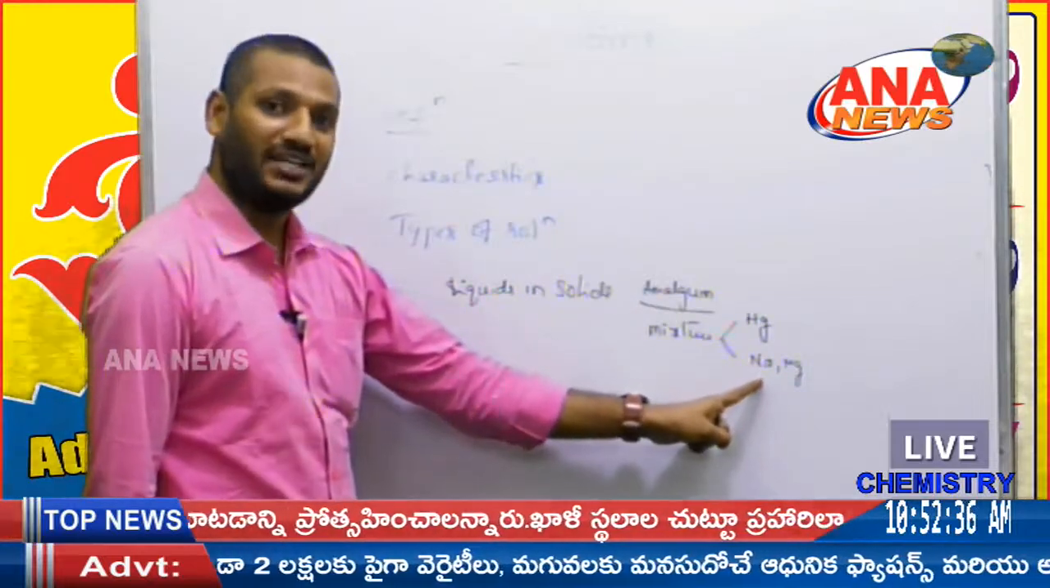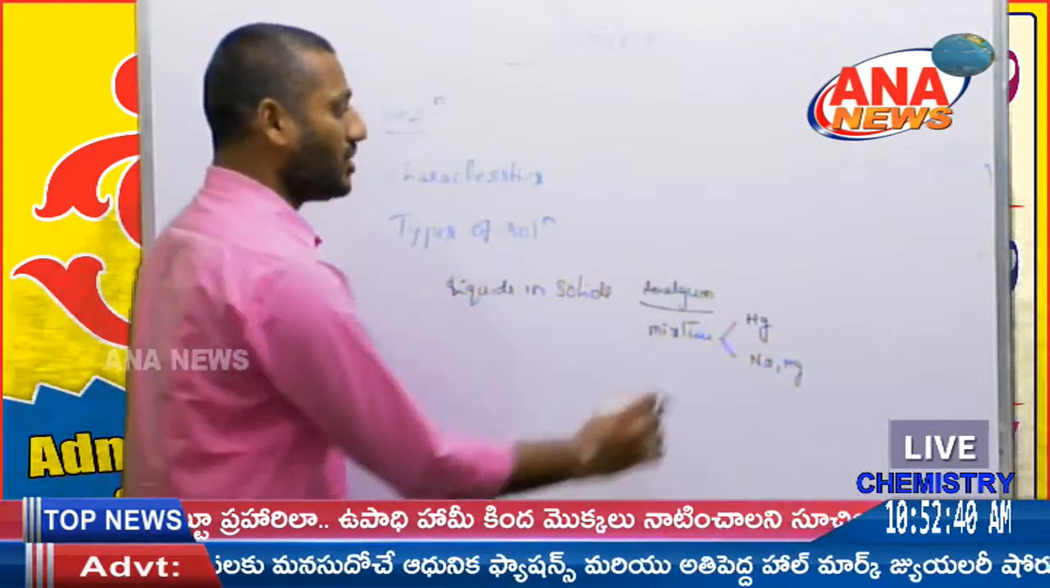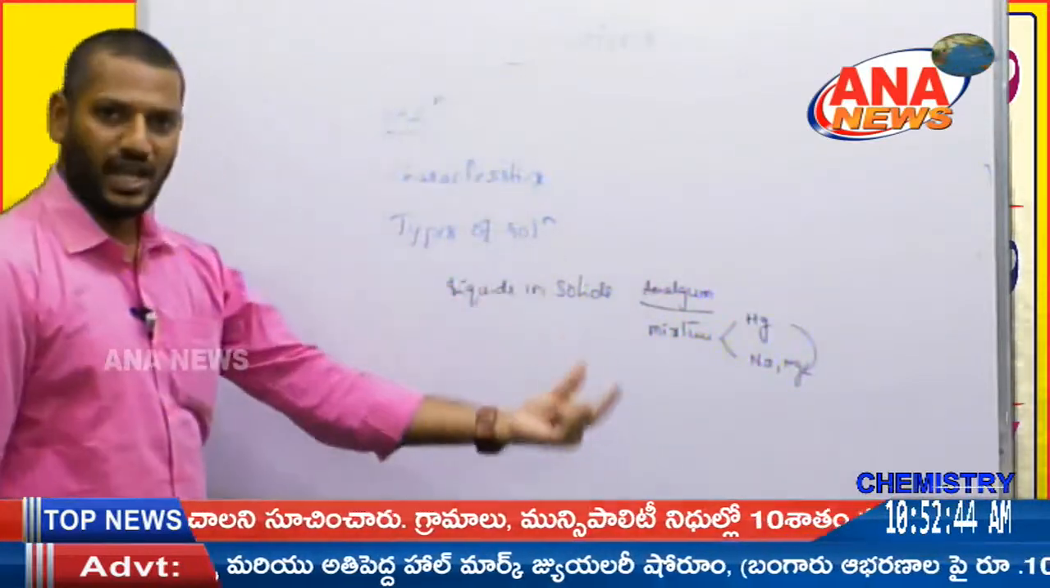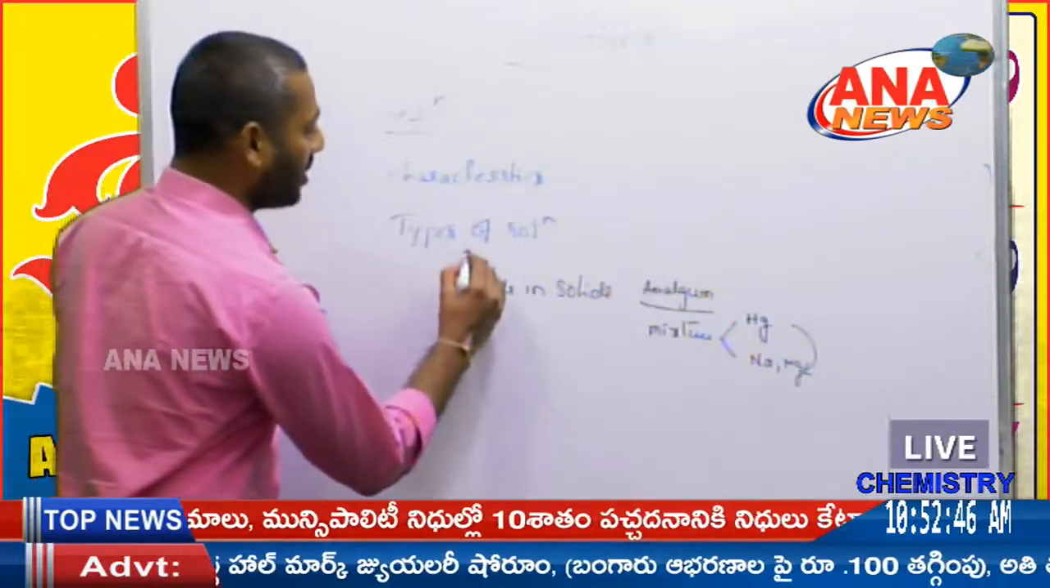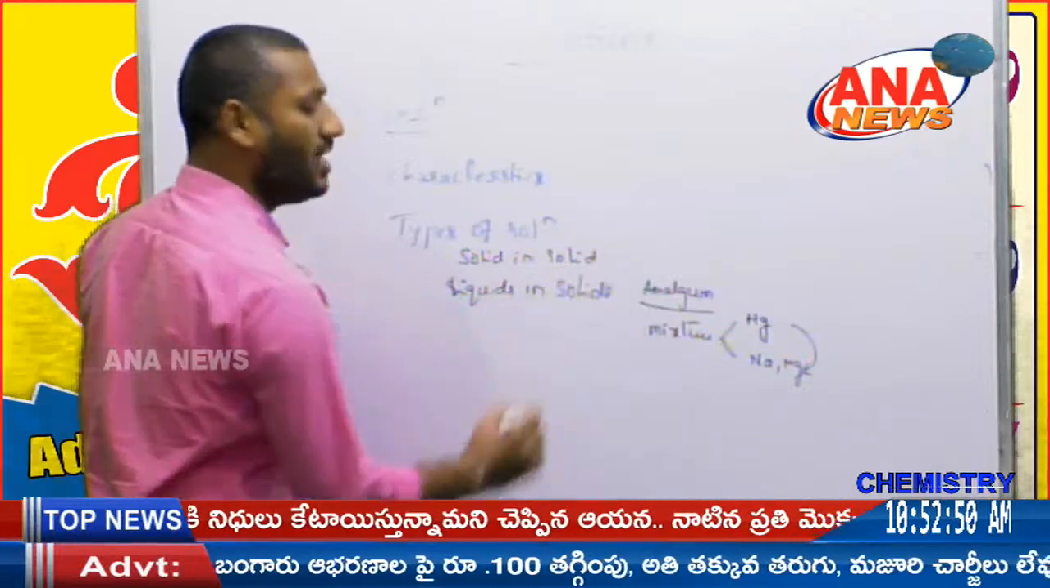Sodium is a metal, so it is a solid. Magnesium is a metal and it is also solid. That's why amalgam is the best example for the liquids in a solids. Next one, I already said solid in a solid is over. The best example is alloys.